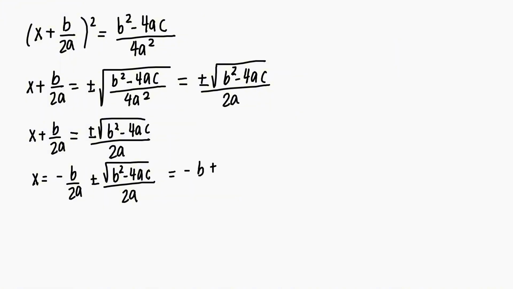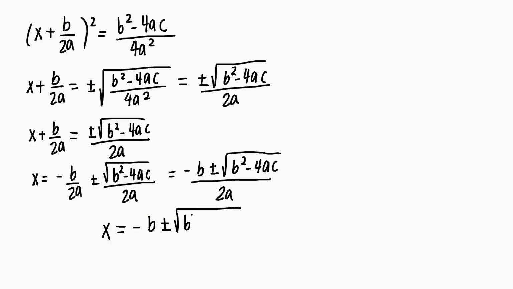Negative b plus or minus the square root of b squared minus 4ac divided by 2a. As you can see, we end up with our formula. x equals negative b plus or minus the square root of b squared minus 4ac over 2a.